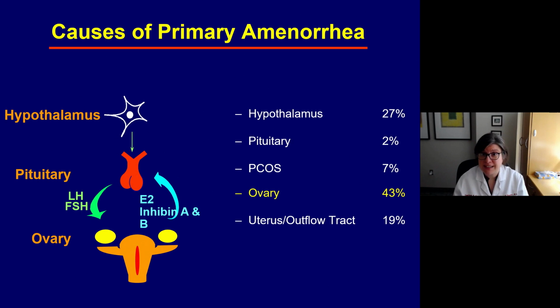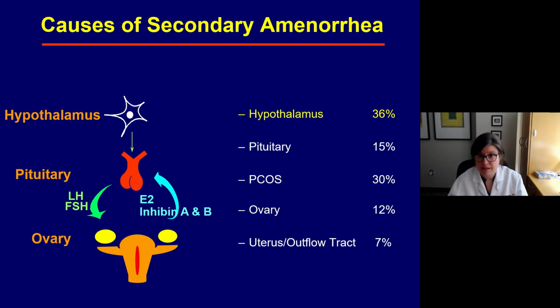Now, if we compare secondary amenorrhea, we can see that hypothalamic causes are the most common at 36%. Second is polycystic ovarian syndrome. And third is a pituitary etiology. And you can see how low ovarian and uterine outflow tract causes are, at 12 and 7%. So that's the difference in terms of causes between primary and secondary.